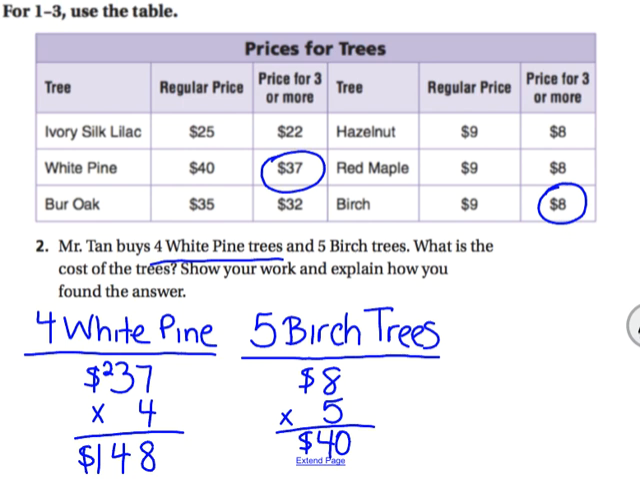Okay, so the 5 birch trees will cost $40. Okay, so it says, what is the cost of the trees? The trees are both the white pine and the birch trees. So again, I have to take the 2 costs, the total cost, of course, and add them together.